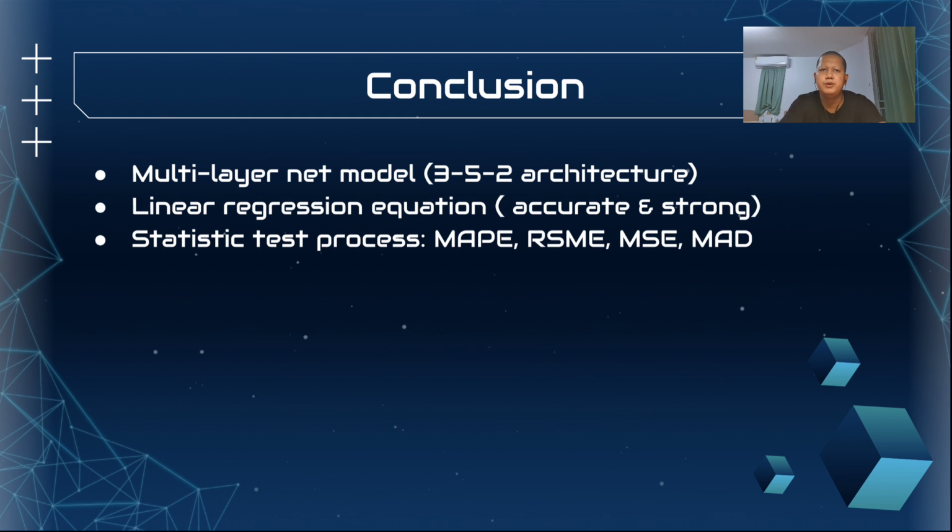It can be interpreted that the prediction value using artificial neural network is very accurate and the relationship of both variables is very strong. For the last, the statistic test process to obtain accuracy and precision from the optimization, using this formula, shows a very small error and a good level of accuracy and precision.